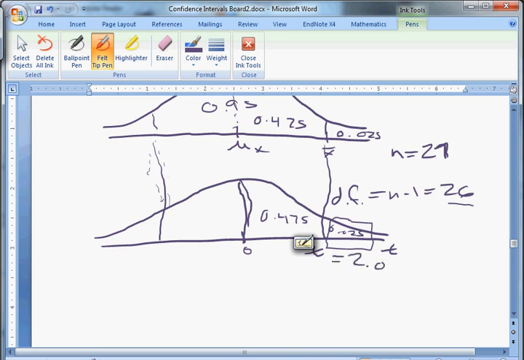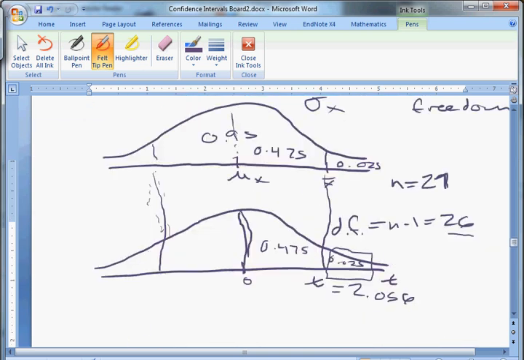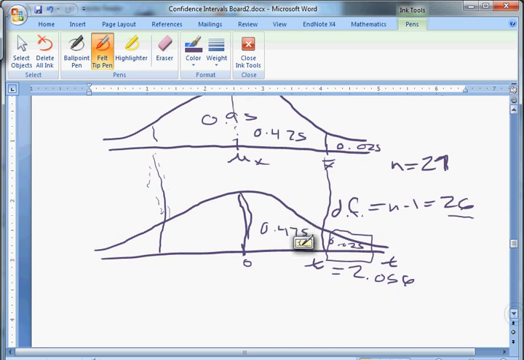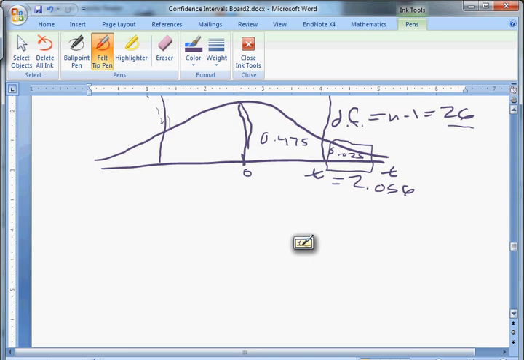2.056. Now you can see that it was 1.96 in the z curve. Now it's 2.056, so we're capturing a little bit more, right? Our margin of error is going to be a little bit bigger because that number is a little bit bigger, and that's accounting for the problem that we ran into before with the fact that we don't know the population standard deviation.